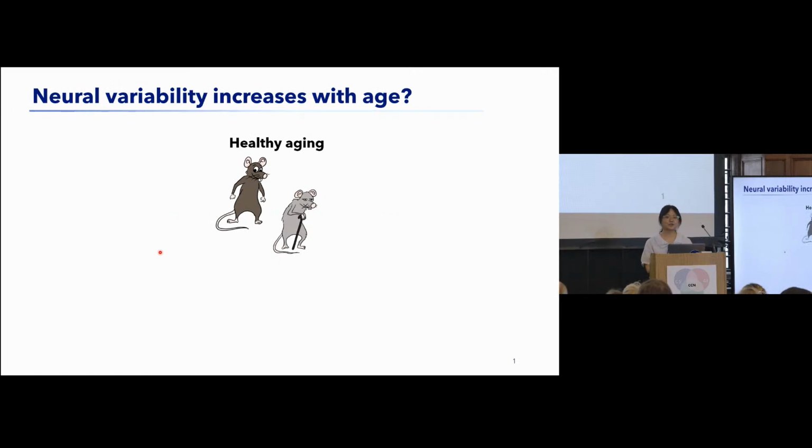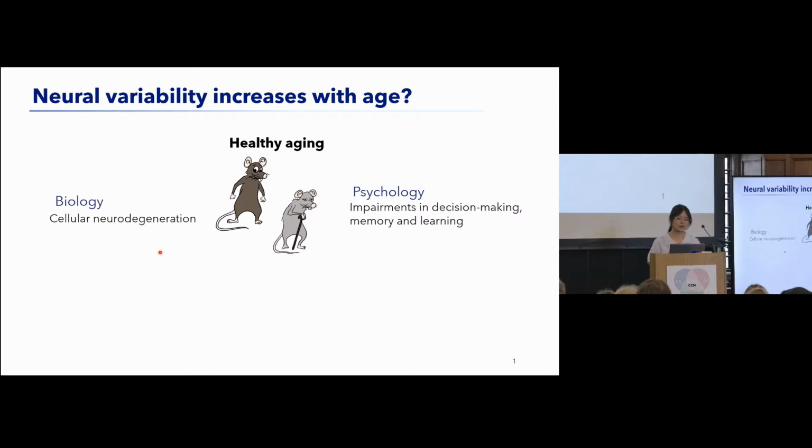Age-related changes are reflected at different levels. From a psychological perspective, aging is characterized by impairments in decision-making, memory, learning, and many other cognitive functions. Also, biological research found that aging causes cellular neurodegeneration. But how does biology really change cognition?